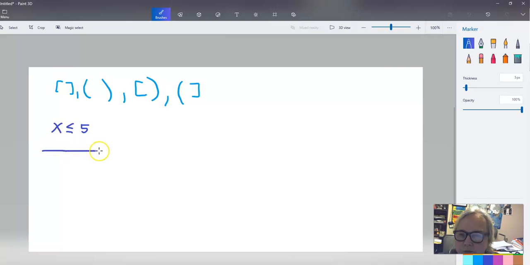First of all, let's look at the number line. Place negative infinity and positive infinity on the left and right sides of this number line. And then we plot the number 5 somewhere. So, in our case, x less than or equal.